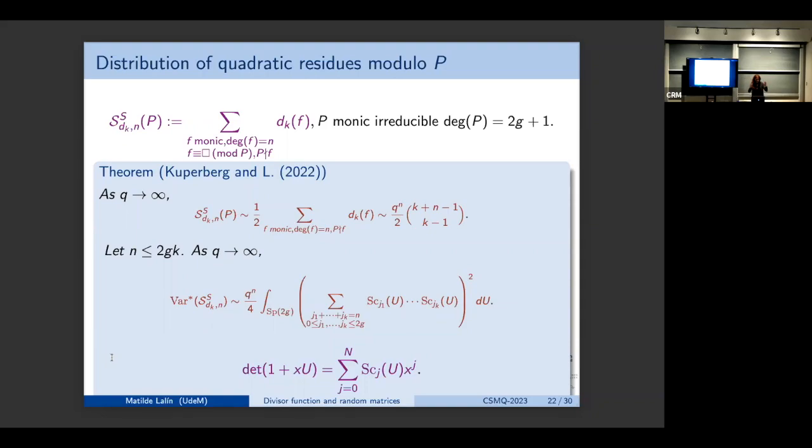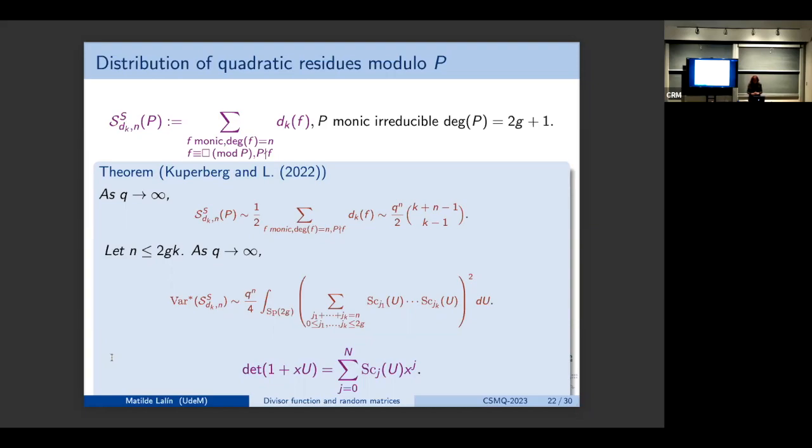So we take the sum over P or the N? We are summing over all the f of degree n, so n is fixed. That's the definition of your sum, and this is your random variable. You want to take the variance of this with respect to what? With respect to P. Yes, sum over all primes.